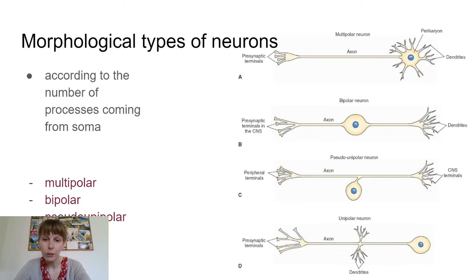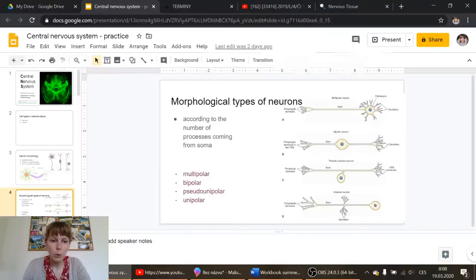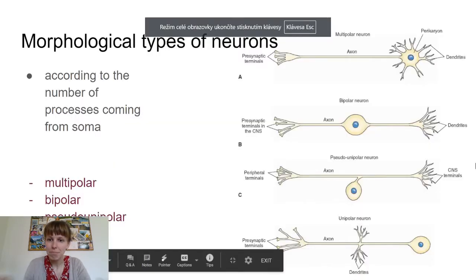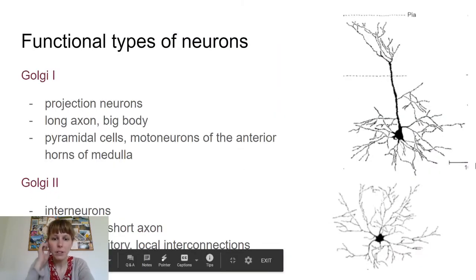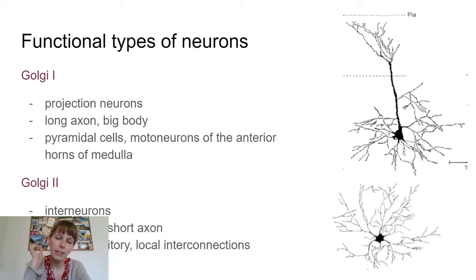So it's pretty special. We are not going to see it today. So these are the types of neurons based on what comes from their body. Then there is a different system to divide the neurons into groups, and that's based on their function. So, based on their function, we distinguish between Golgi type 1 and Golgi type 2 neurons. We will also be talking about Golgi staining, so it's probably the same guy.